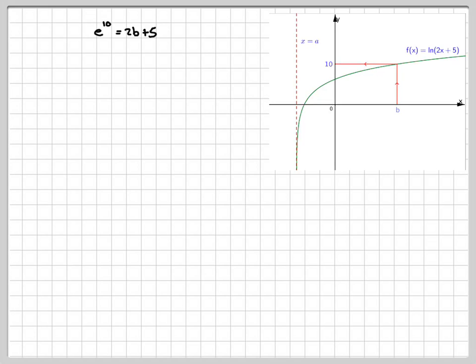So e to the 10 is 2b plus 5. Let's write that out again. Therefore, e to the 10 minus 5 is equal to 2b. And therefore, b will be e to the 10 minus 5, divided by 2. That's the exact answer.